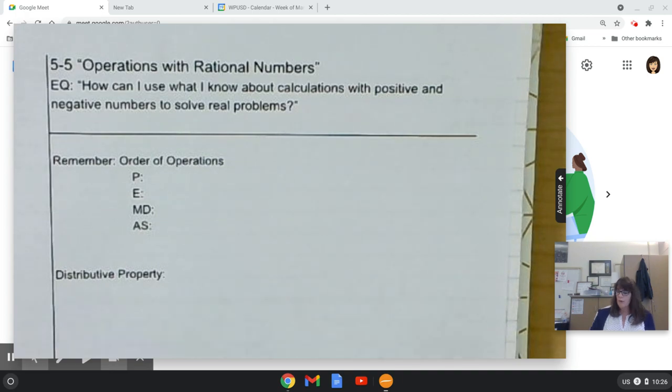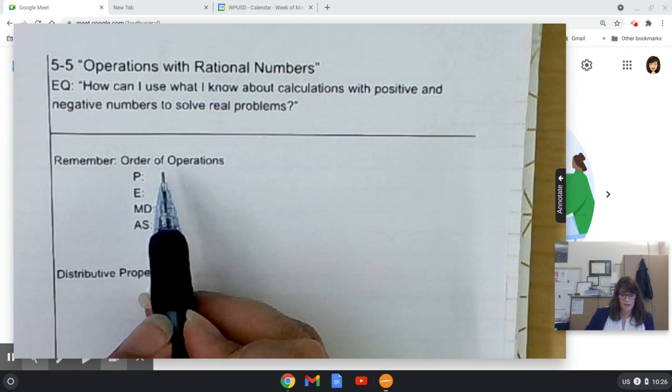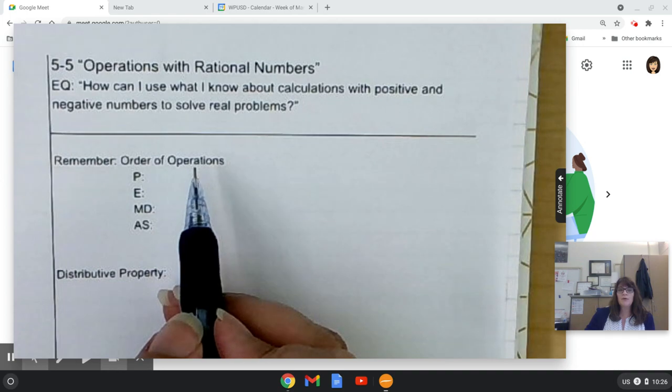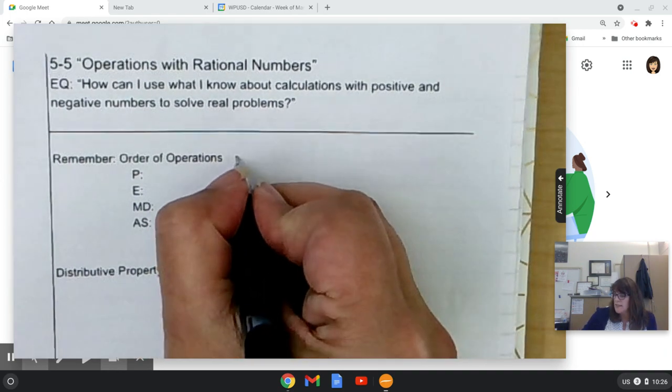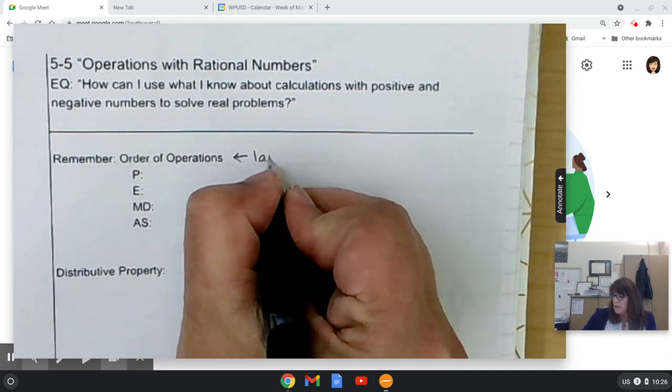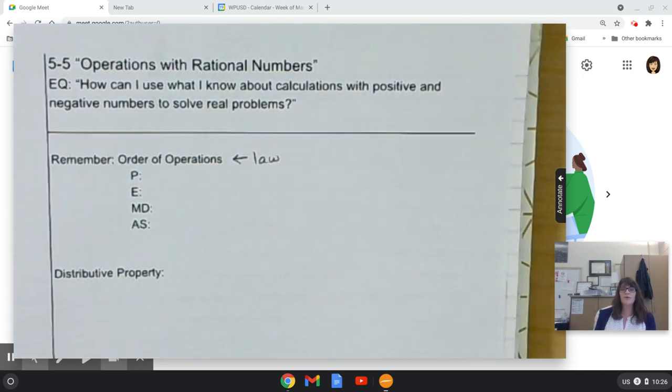Now, the first thing I want to remind you about is the order of operations. Please remember that the order of operations is a law, like gravity. We don't turn it on and off. It works all the time. So I'm not going to tell you, oh guys, remember, use order of operations. No, you always use order of operations, okay? But I wanted to review it.